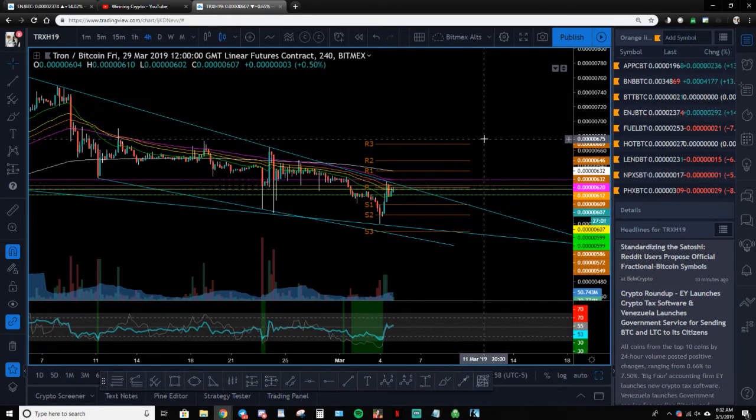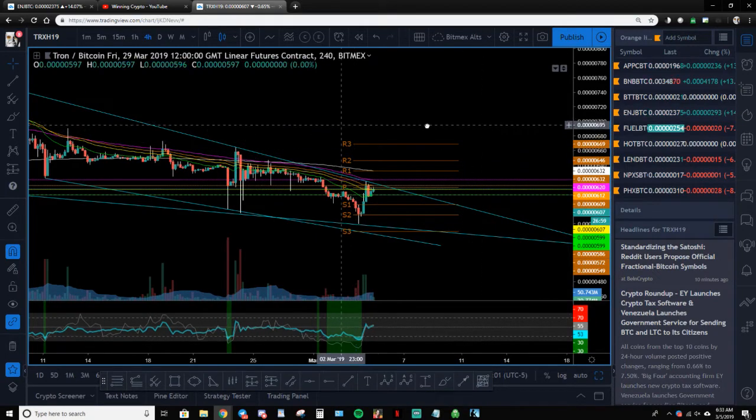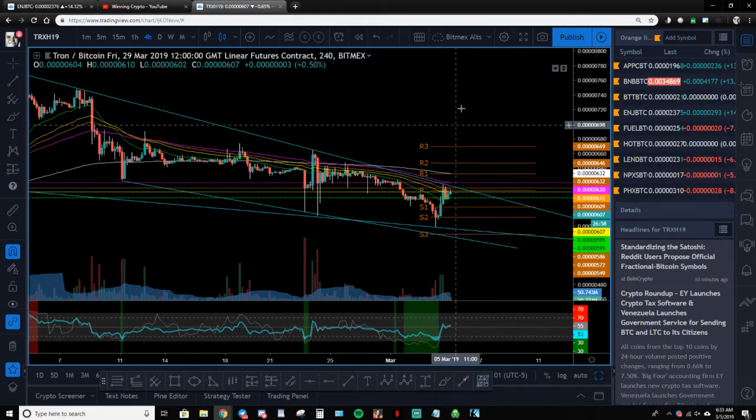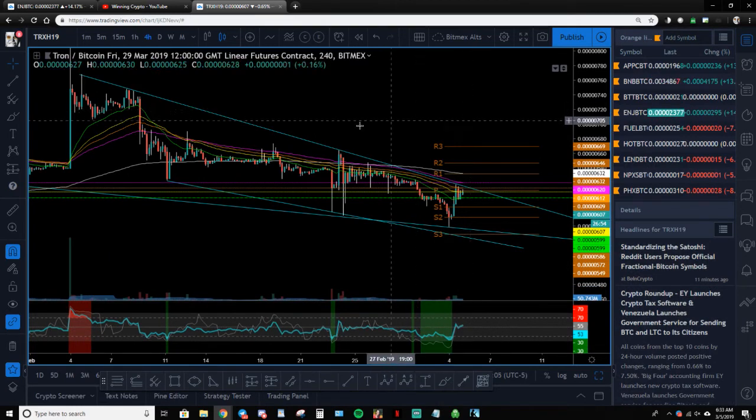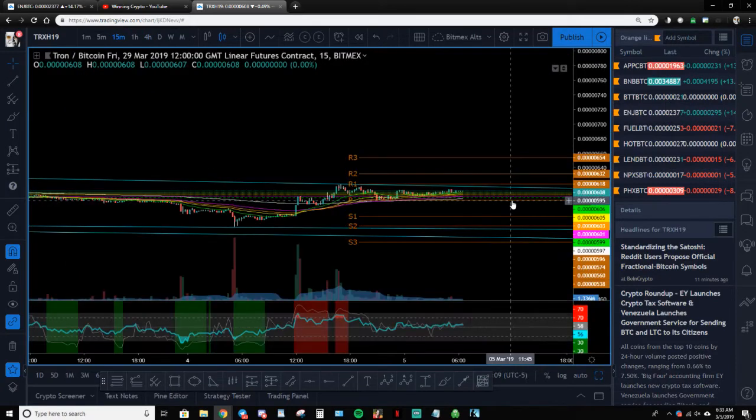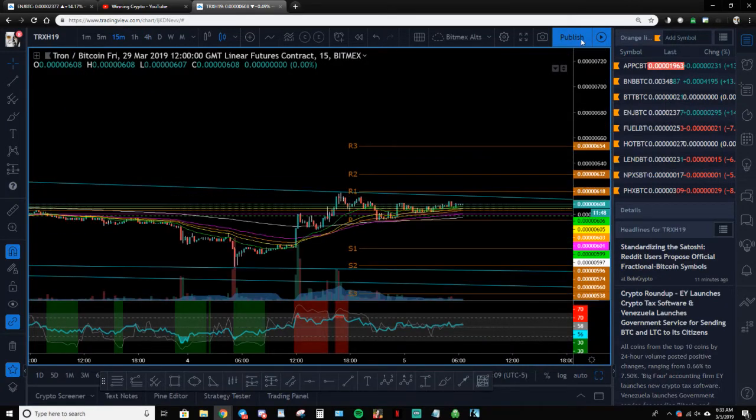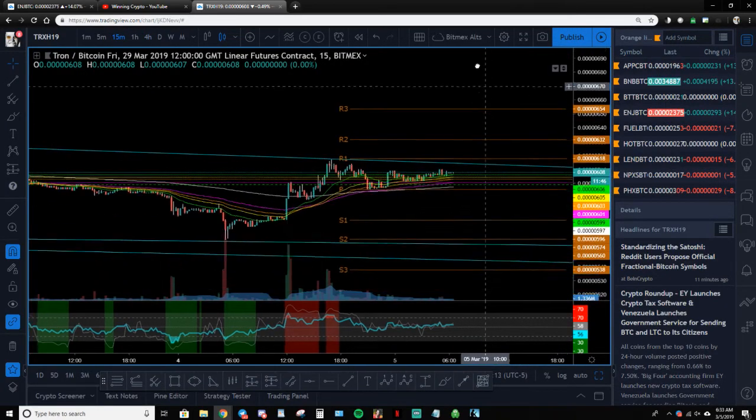So I mean, there's options. There's options you can do here. But just wanted to go ahead and explain to you the different supports and resistances that we have on the different time frames.